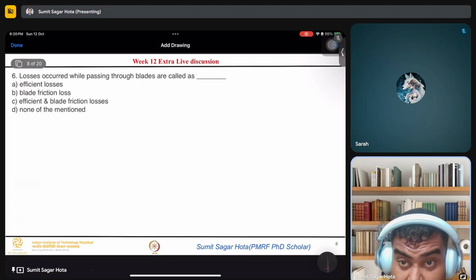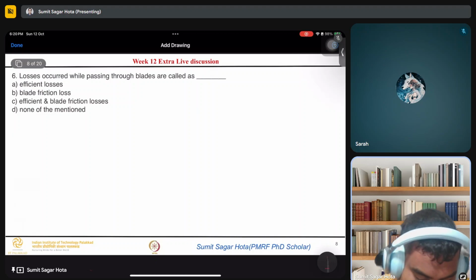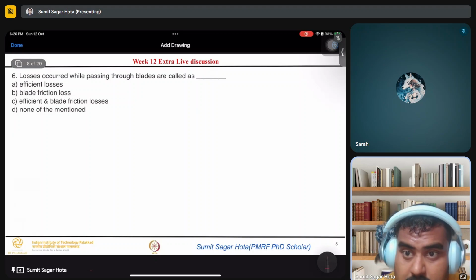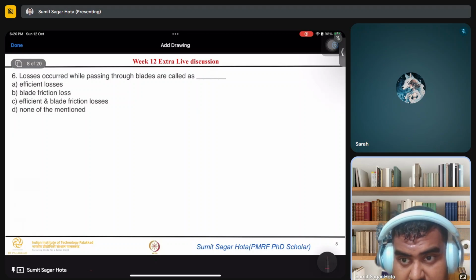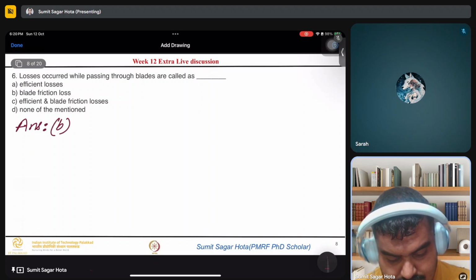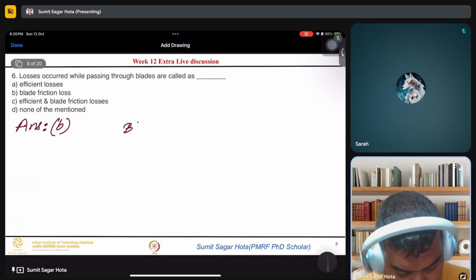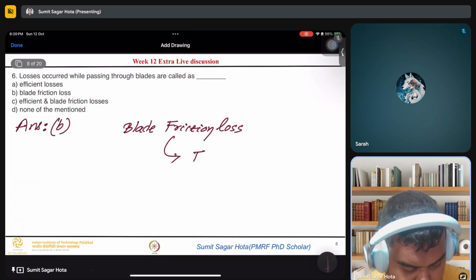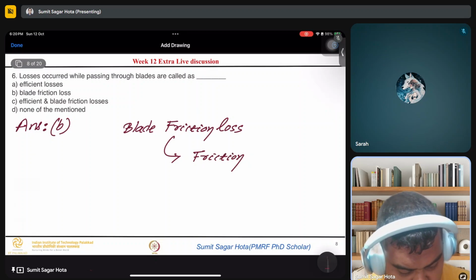The losses occurred while passing through blades are called as dash. Whatever the loss passing through the blade, obviously this is mostly due to friction, so it will be a frictional loss, the blade friction loss. The friction between blade and steam.